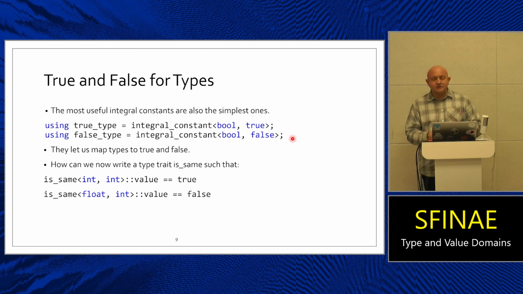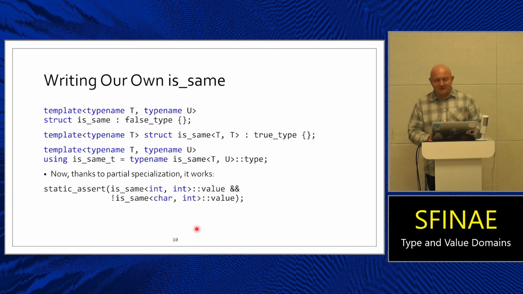So now the question is, how could we write our own type trait is_same, so that is_same of two same types, like is_same of int and int, equals true, and is_same of float and int equals false? Think about it. It's an easy exercise in partial specialization. 3, 2, 1. Okay, I hope you got it right.